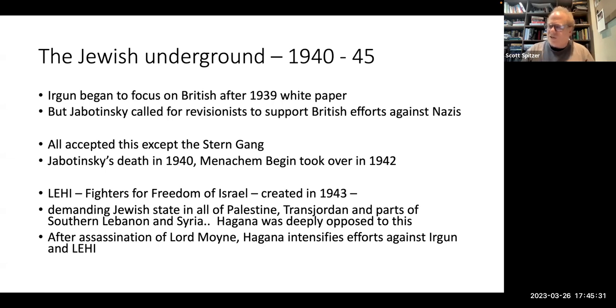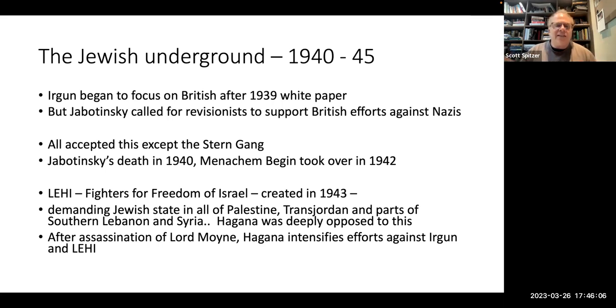Now, members of the Stern gang who had escaped from prison got a new group, the Lehi, Fighters for Freedom of Israel, which I told you about. And just to call your attention to this, one of those Lehi members is Yitzhak Shamir, who in 1980 becomes the foreign minister in Begin's government. And in 1986, Shamir becomes the prime minister of Israel himself.